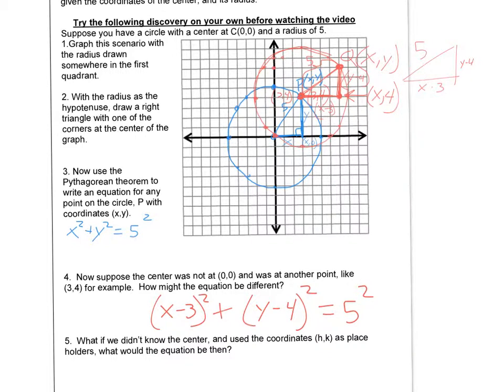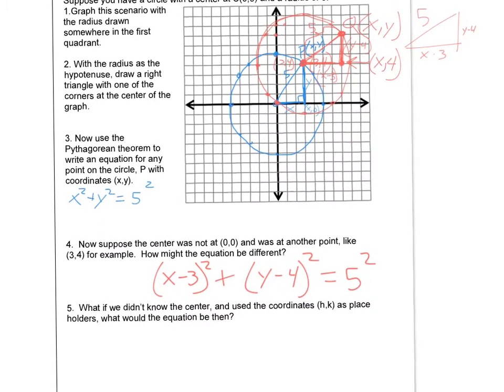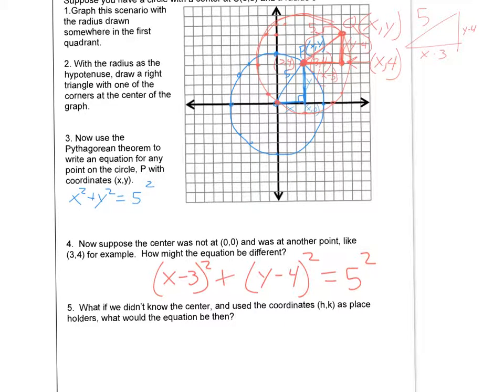Next thing says, what if we don't know the center and use the coordinates h, k as placeholders? How would we write the equation then? Well, this is the thing that I want you to see. When the center here for the red circle was at 3, 4, the 3 ended up here, the 4 ended up here, and that's always going to be the case with circles. That's the point of this. So maybe instead of writing x minus 3, if that's my x value of my center, I could just write (x minus h) squared, because it's what it's going to be if we just follow the same pattern.